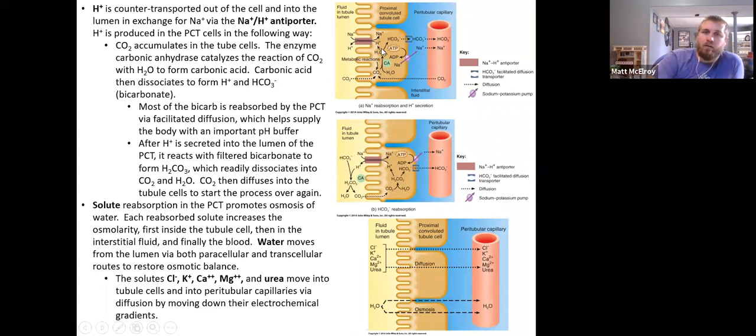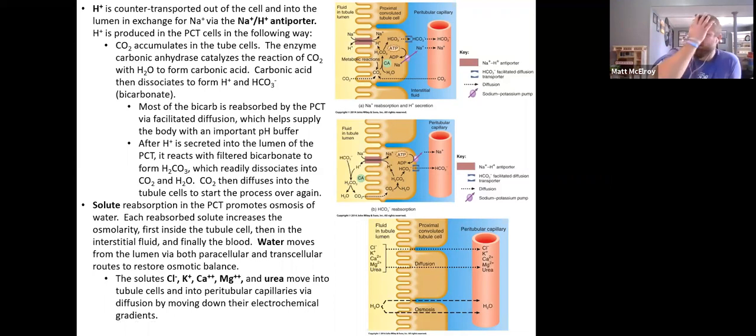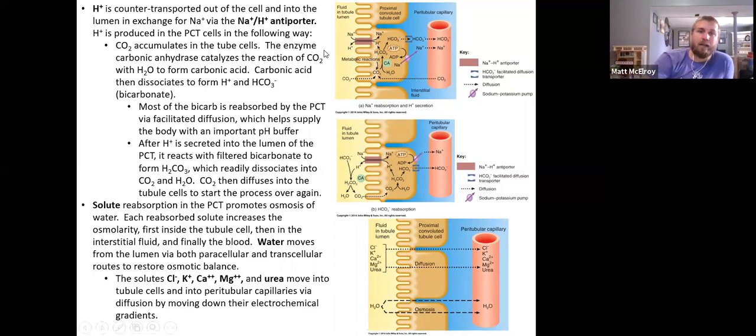The hydrogen ions that are formed are pushed out into the tubule lumen, which is going to end up making the fluid inside the tubule lumen very acidic. Okay, not super acidic, but slightly acidic. Well, that's great because this is going to allow us to get hydrogen ions out of our body and thus help to maintain our pH. Okay.